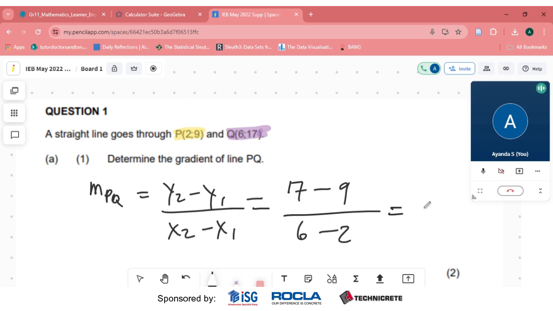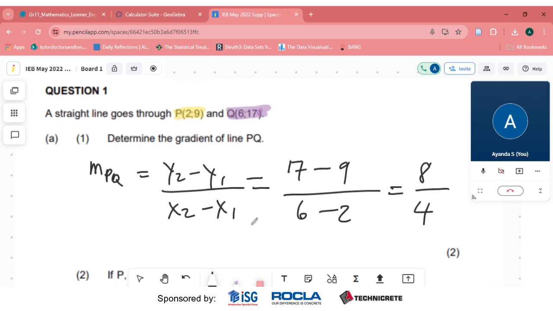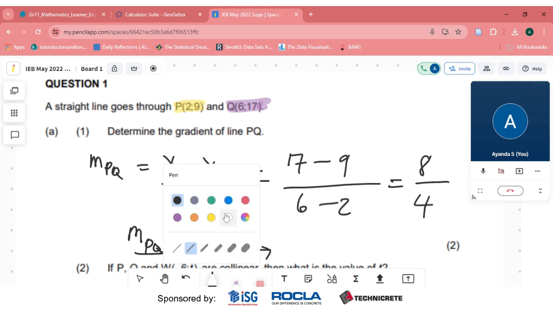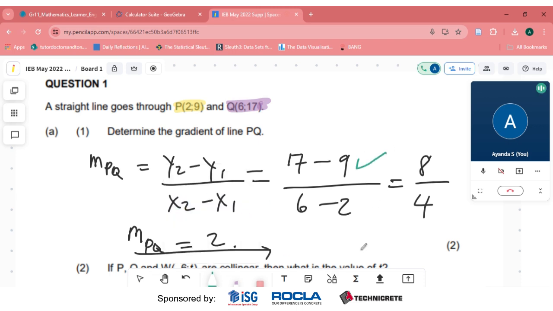17 minus 9 gives us 8. 6 minus 2 gives us 4. And 8 over 4 is 2. So our gradient for PQ is equal to 2. So you'll get 1 mark for your substitution and another mark for your final answer.